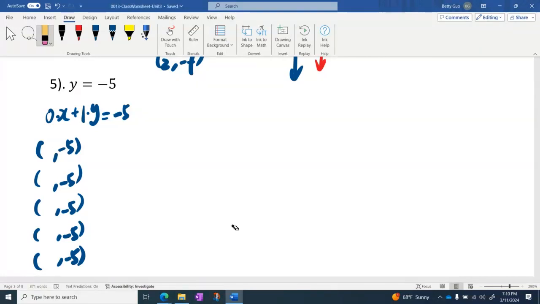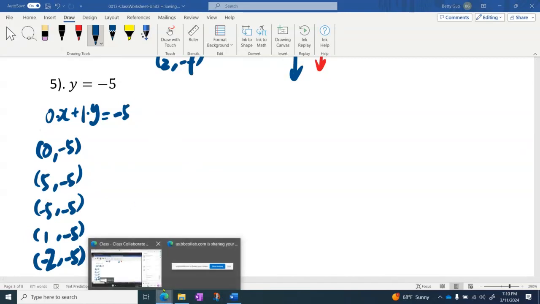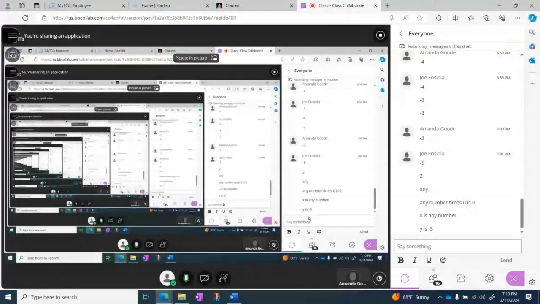Same reason, right? Because the coefficient of x is 0, it really doesn't matter what x assumes in the pairs. It will always satisfy because 0 times the number is 0. So we can randomly give x values. We can let it be 0, 5, -5, 1, or -2, and just randomly pick those values. So we can find many solutions. In fact, we can find infinitely many solutions. Awesome, very good. Thank you, Jill.